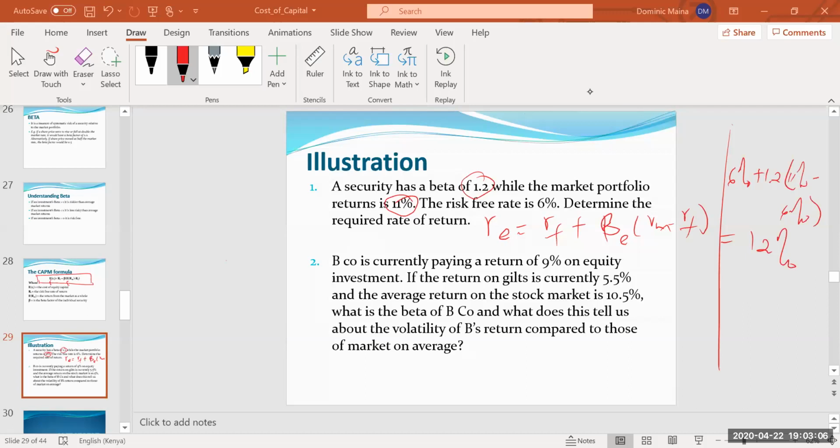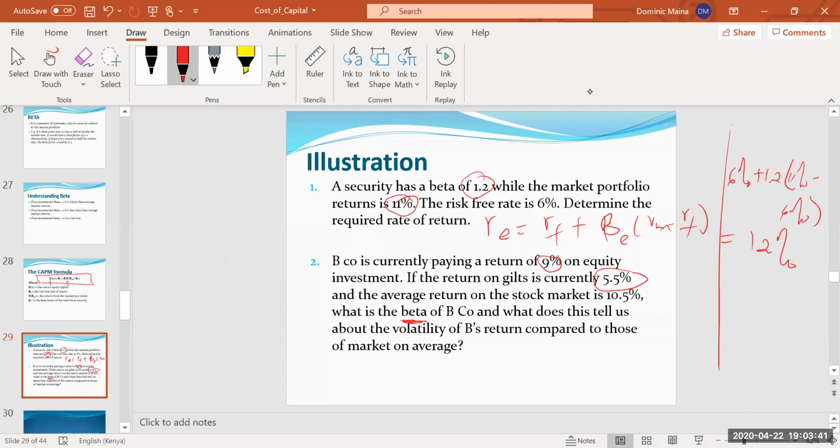In this question, you're being asked to get the beta coefficient, and what does this tell us about the return volatility of B? B has a return of 9%. The return of GLITS, GLITS is simply a term that is used to refer to government issued security, both the T-bills and the T-bonds. GLITS is a term that is normally used conventionally to refer to government issued security.